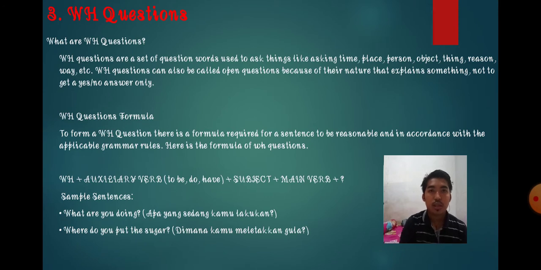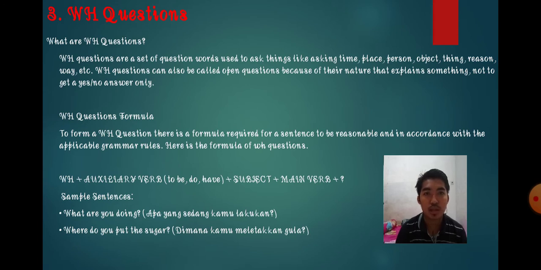And the third is WH questions. What are WH questions? WH questions are a set of question words used to ask things like time, place, person, object, thing, reason, way, and so on. WH questions can also be called open questions because of their nature that explains something, not to get a yes or no answer only.